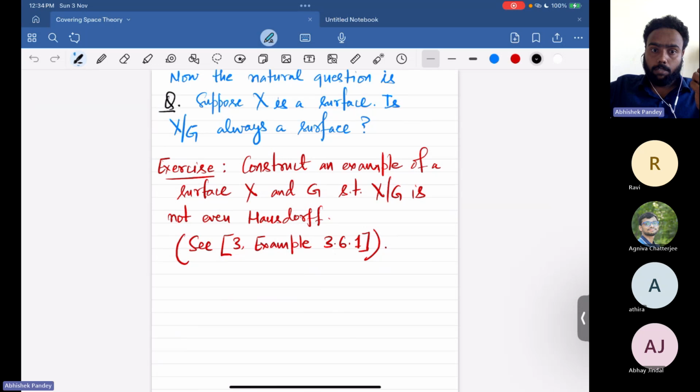So we want some condition on this G so that X modulo G is again a surface. That condition is that G is properly discontinuous and acts freely. Once we have this condition, X modulo G is going to be a surface, with some chart. So how to define the chart? There we have to use the properly discontinuous property of G.